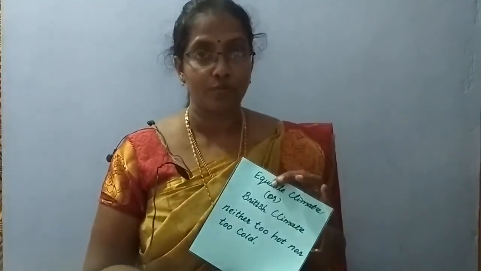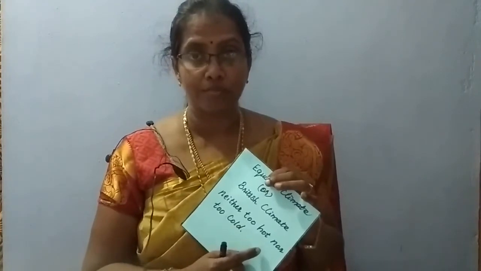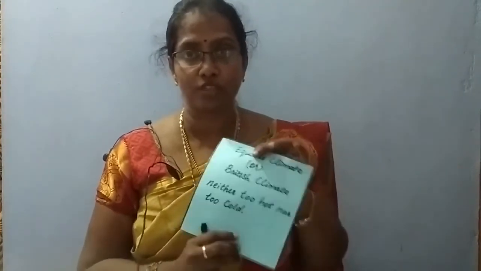Check it. Weather. Yes, the blue color box is there. Weather refers to the state of atmosphere of a place at a given point of time. I showed that chart, in which I had written it. Then equable climate, otherwise called British climate, neither too hot nor too cold. These are very important in-book questions, children. Then climate also: 30-35 years of weather condition is called climate, like that they are telling.